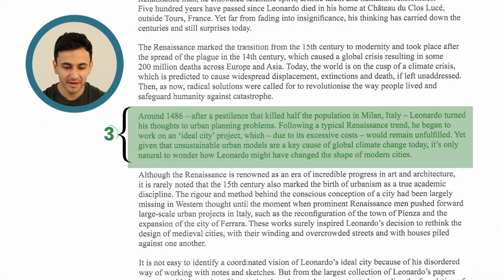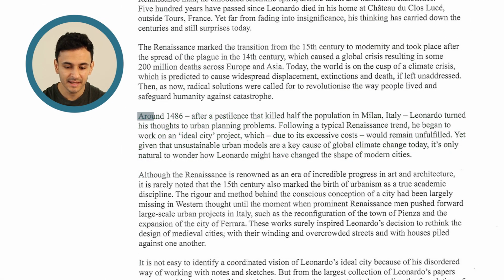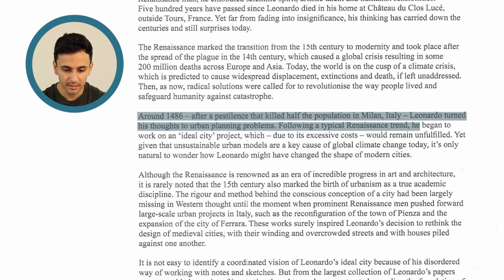Now when I look at the third paragraph, around 1486, after a pestilence that killed half the population in Milan, Italy, Leonardo turned his thoughts to urban planning problems. Following a typical Renaissance trend, he began to work on an ideal city project which, due to its excessive cost, would remain unfulfilled. So when I look at the third paragraph, I see around 1486, after a pestilence that killed half the population in Milan, Italy.